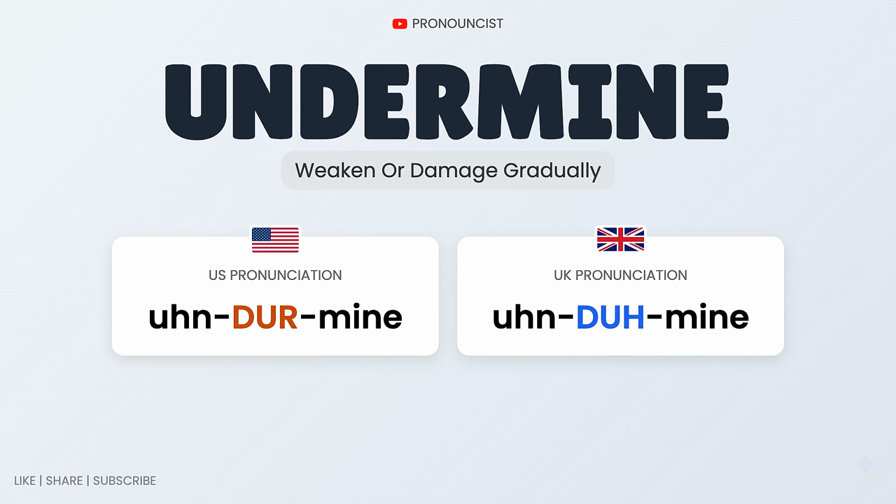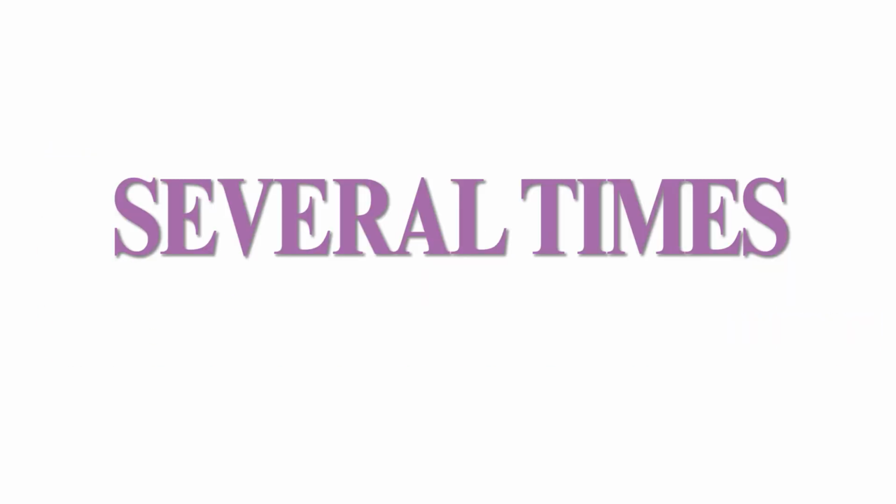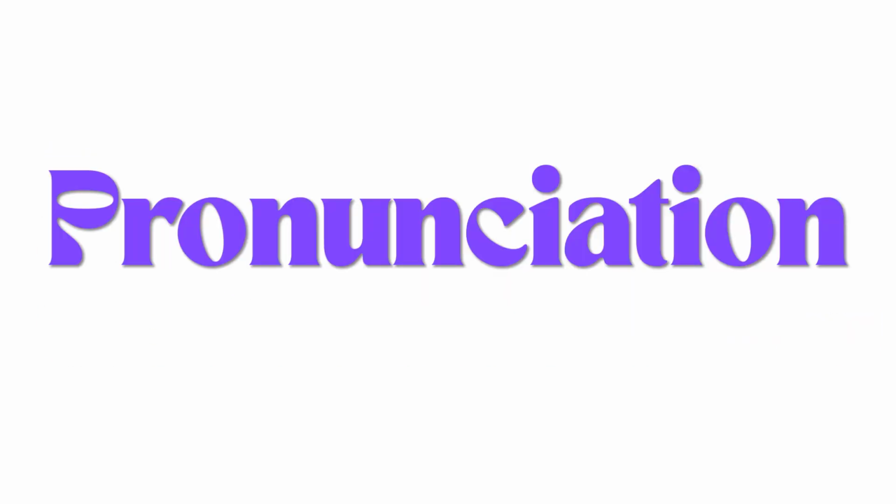Practice repeatedly and you'll soon be able to say this word perfectly. The best way to practice is to repeat the syllable multiple times. The meaning of the word is weaken or damage gradually. Try repeating this word several times to improve your pronunciation.